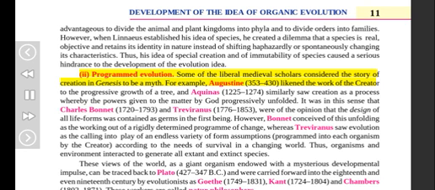For example, Augustine, 353–430, likened the work of the Creator to the progressive growth of a tree, and Aquinas, 1225–1274, similarly saw creation as a process whereby the powers given to the matter by God progressively unfolded. It was in this sense that Charles Bonnet, 1720–1793, and Treviranus, 1776–1853, were of the opinion that the design of all lifeforms was contained as germs in the first being. However, Bonnet conceived of this unfolding as the working out of a rigidly determined program of change, whereas Treviranus saw evolution as the calling into play of an endless variety of form assumptions programmed into each organism by the Creator, according to the needs of survival in a changing world. Thus, organisms and environment interacted to generate all extant and extinct species.